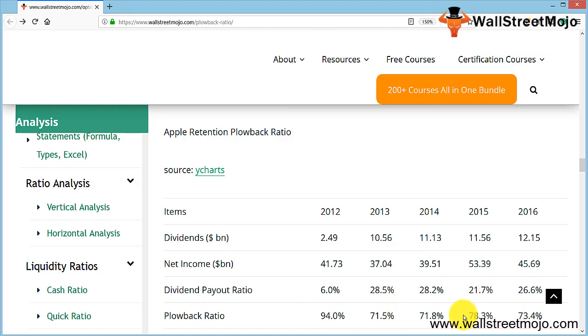So what we note here is that until 2011, Apple didn't pay any dividend. So you can see 2.49, it's just started to its investor, and their plowback ratio was 100%. Because they believed if they would have reinvested the earnings, they would be able to generate better returns for the investor, which they did eventually. However, they started reducing the plowback. And as you can see, the plowback ratio is reducing from 2012 onwards. And Apple has been maintaining a retention ratio in the neighborhood of 70 to 75% in the past 4 years. So that's it for this particular topic.